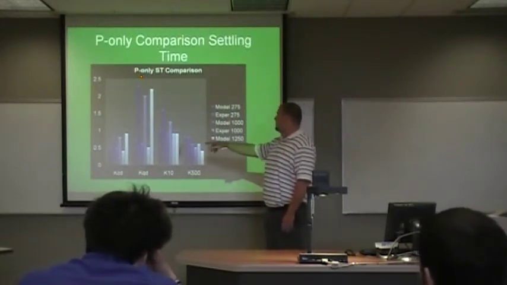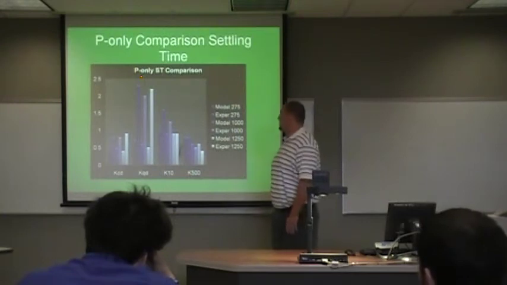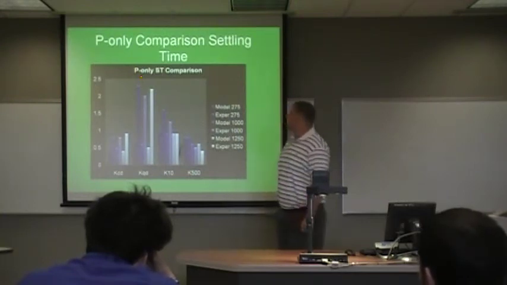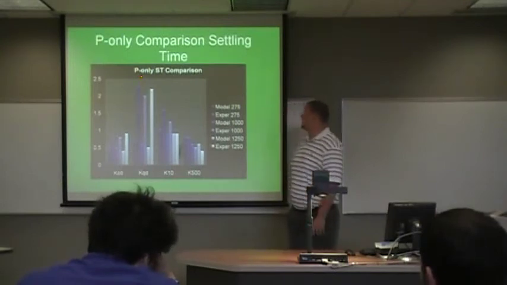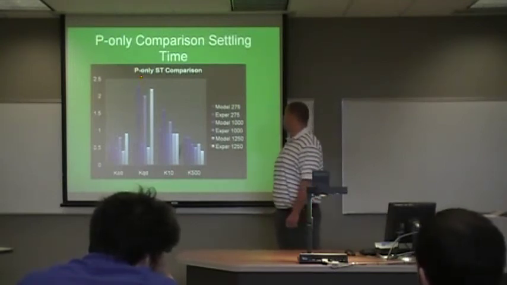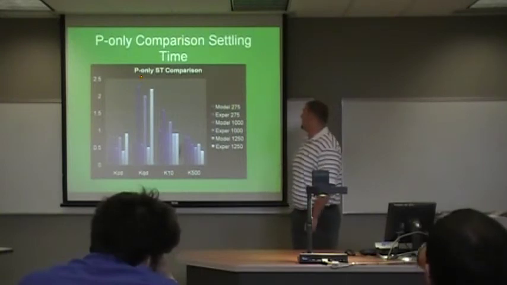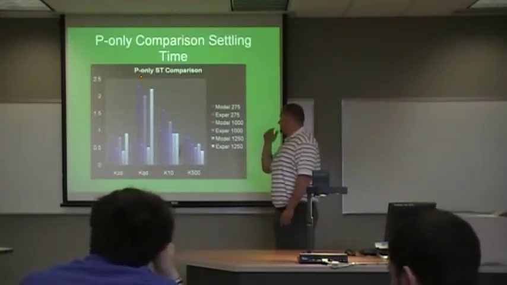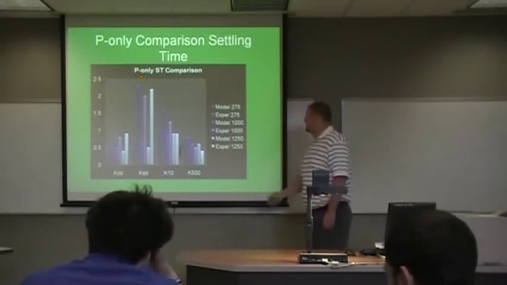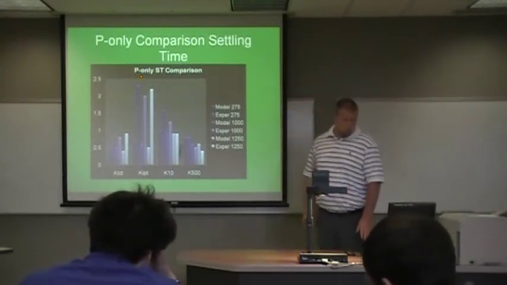Now here is the settling time comparison. At the critical damping point, the model is just a little bit higher than the experimental, but for the quarter decay, you can see that the experimental has a lot longer settling time than the model. Then for 1/10 there are only a few outliers, and 1/500 is pretty much the same.